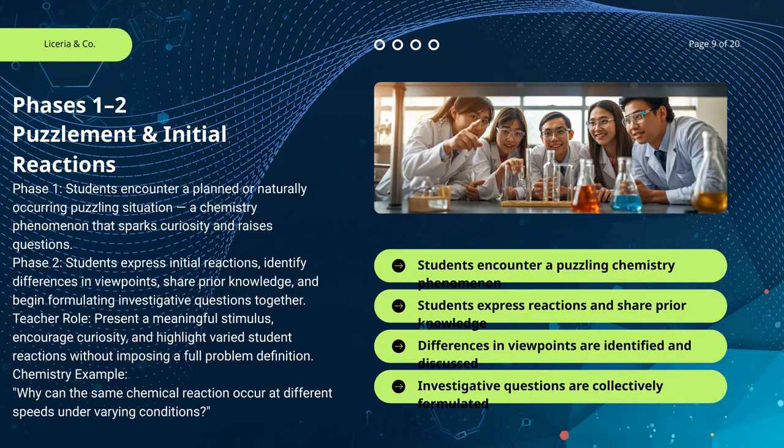Phases 1 and 2 focus on puzzlement and initial reactions. Students observe a meaningful chemistry phenomenon and express their first ideas. They identify different viewpoints, share prior knowledge, and formulate investigative questions. The teacher encourages curiosity without directly imposing the final problem definition.